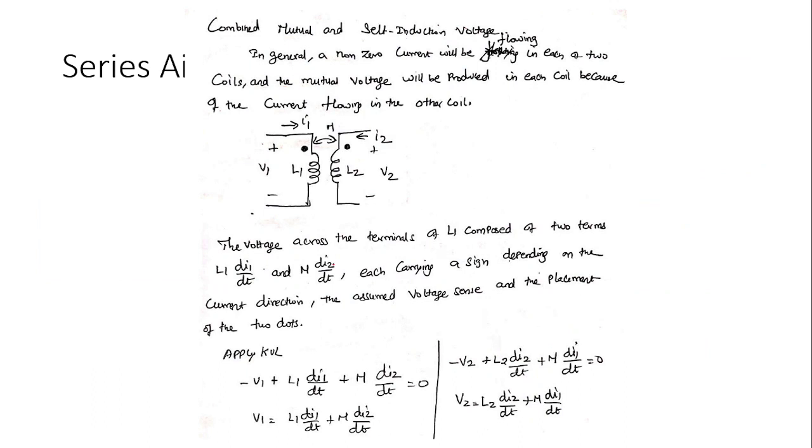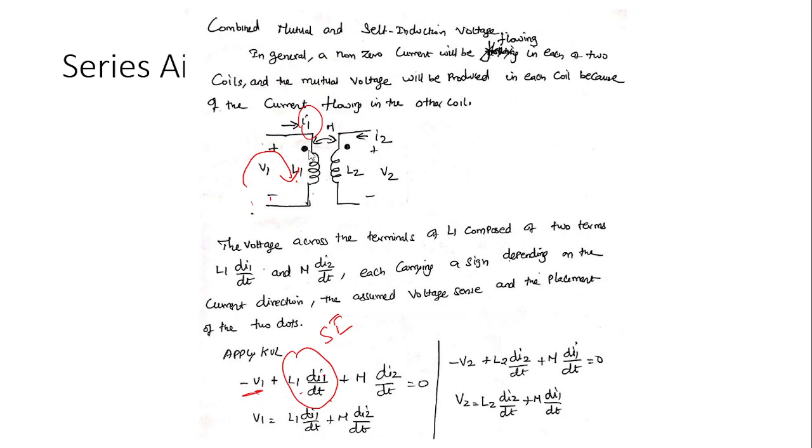Let us consider this. I am just considering the clockwise direction, applying KVL. So it is entering negative, leaving positive, so minus V1 plus induced voltage L1 dI1 by dt. Due to the current I1 flowing through the L1, I got the self-induced voltage, SI means self-induced, L1 dI1 by dt.